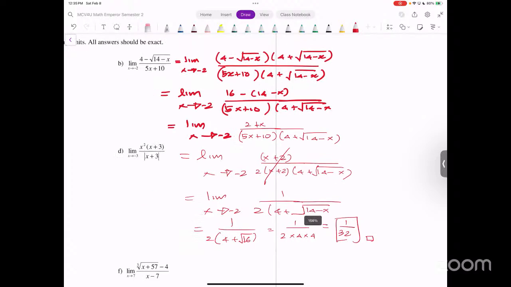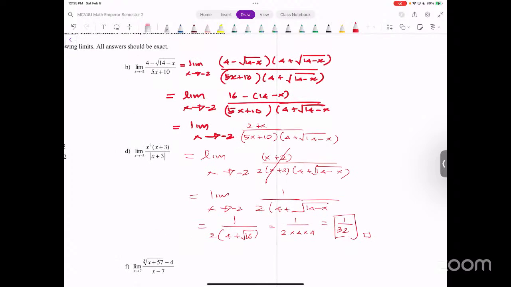So, sir, why did you factor out a 2 instead of 5? You know 5x plus 10, right? Don't you factor a 5? Oh yeah, I should have taken the 5 out. So yes, that's 5 comes. 5 times 4 is going to be 20, times 4 is going to be 80. Correct.